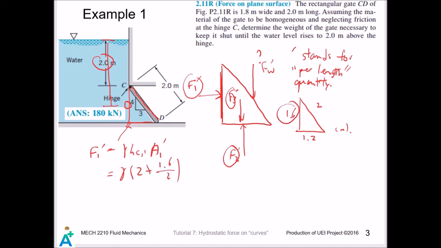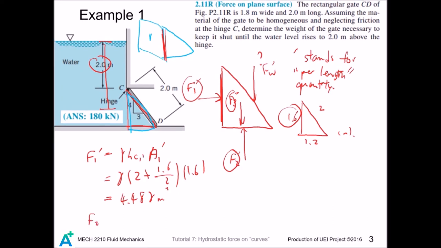And what is A1 prime? A1 prime is the area per length. And what is area per length? If we draw this in a 3D way, it is going to look like this. And this is our area 1. So this length is in fact our area per length. And that is 1.6. So we write down 1.6. And that is 4.48 gamma meter squared.